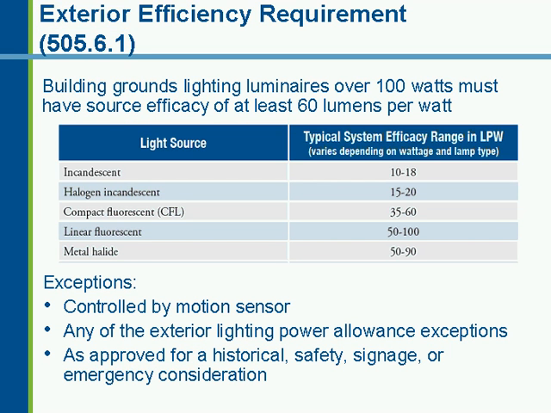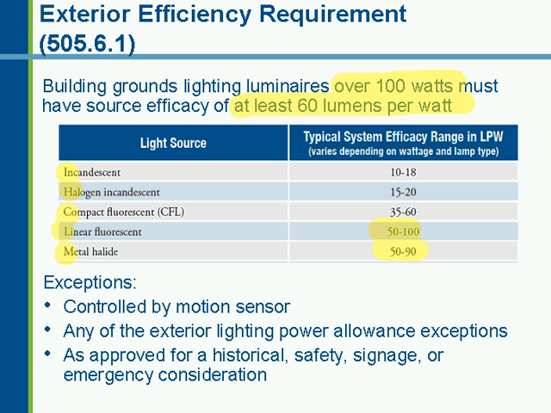There's another efficiency requirement for exterior lighting. This has to do specifically with building grounds lighting and for any luminaires that are running at over 100 watts. These must have a source efficacy of at least 60 lumens per watt. And if you look at the table that's provided here, to give you a rough idea of what will probably fly and what won't, as you can see, the incandescent and halogen sources are simply not efficient enough, and you wouldn't be able to use those for, again, luminaires over 100 watts. Only over 100 watts. Below that, you could use those. Some compact fluorescent might work in the higher efficiency end, and certainly linear fluorescent and metal halide would be able to comply with those requirements, depending on which type you chose.